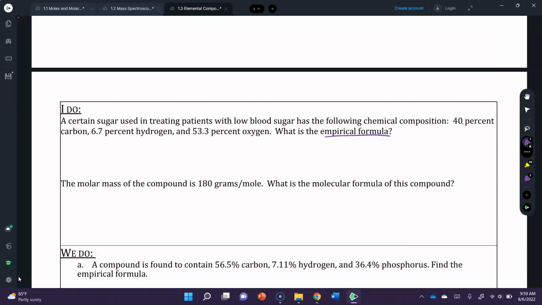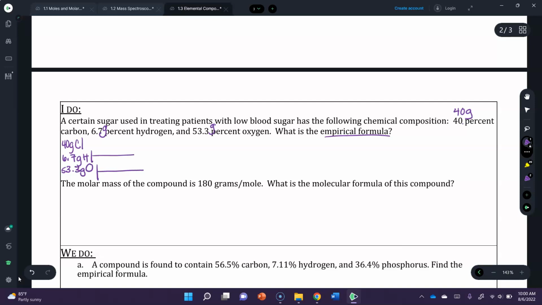So we have 40% C, so we can say that that is 40 grams, this is 6.7 grams, and this is 53.3 grams. So I'm going to take my 40 grams of carbon, my 6.7 grams of hydrogen, and 53.3 grams of oxygen. The spacing is tiny because it was a PDF document and I couldn't adjust it. If this is not enough room for you, you are free to use the margins or a separate sheet of paper.